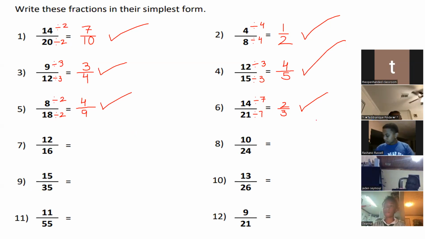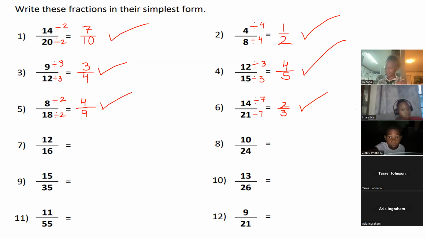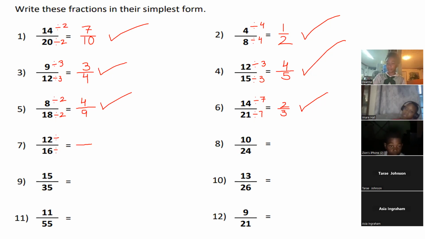So far, so good. Zion, where's Zion? Zion, I'm not hearing you. Are you getting these right? Yes, sir. You sure? Let me hear you for number 7. What you got for number 7, Zion? I got 8 and 4. Okay, what on top? 8. Really?